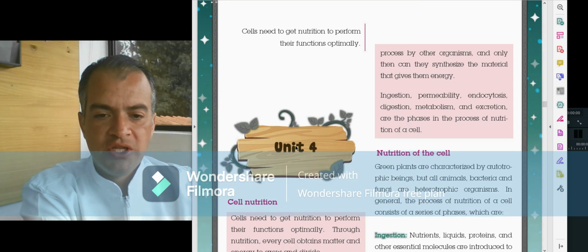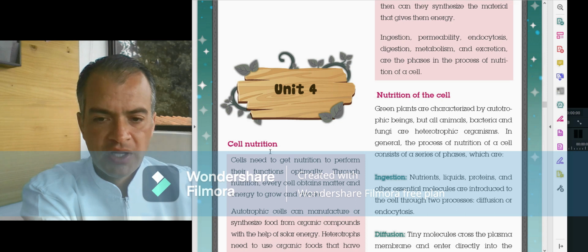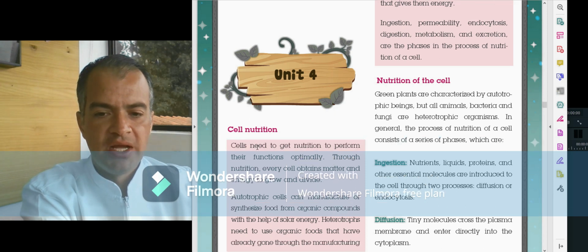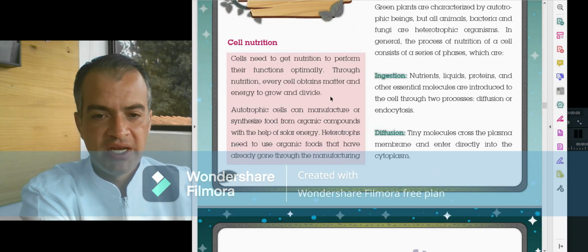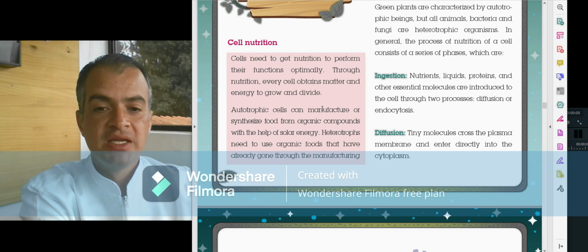Nutrición celular, unidad 4. Cell nutrition, nutrición celular. Cells need to get nutrients to perform their functions optimally. Las células necesitan obtener nutrientes para realizar sus funciones óptimamente. Through nutrition, every cell obtains matter and energy to grow and divide. A través de la nutrición, cada célula obtiene materia y energía para crecer y dividirse. Recordemos que la división celular es la forma en cómo las células se reproducen.